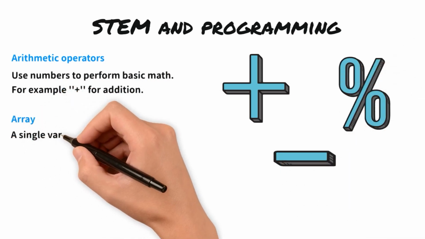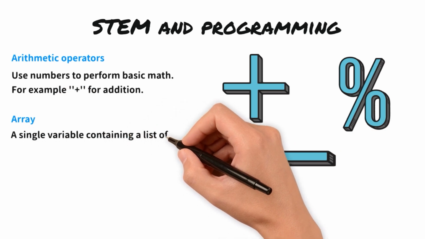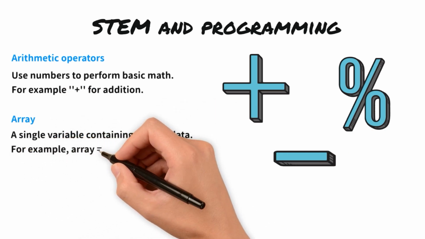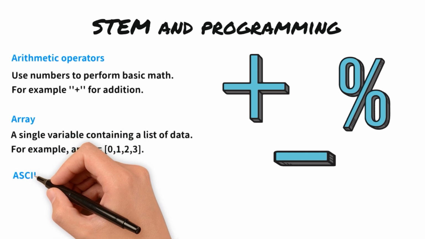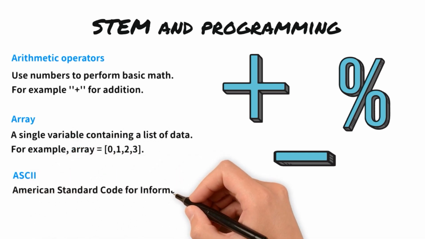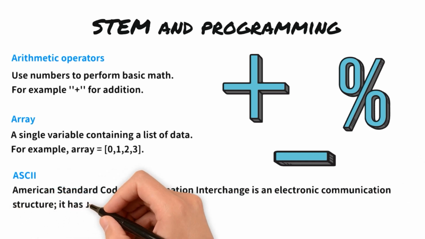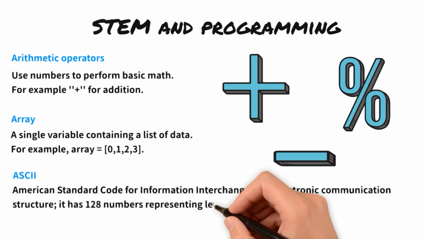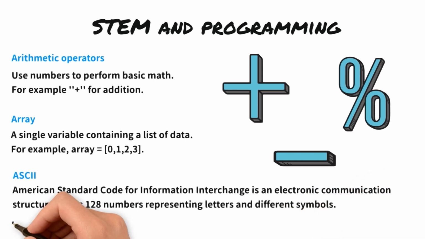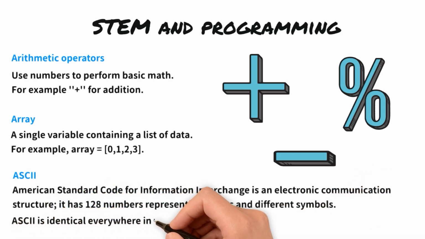Array, a single variable containing a list of data. For example, array = 0, 1, 2, 3. ASCII, American Standard Code for Information Interchange, is an electronic communication structure. It has 128 numbers representing letters and different symbols. ASCII is identical everywhere in the world.